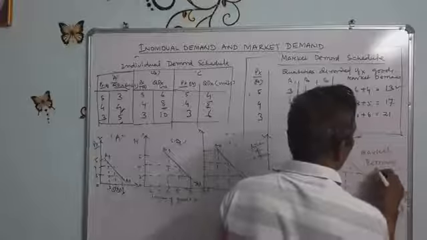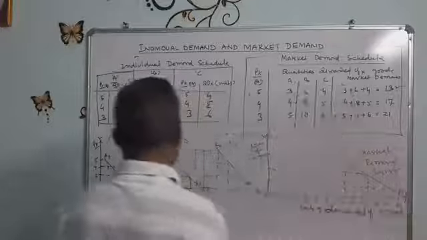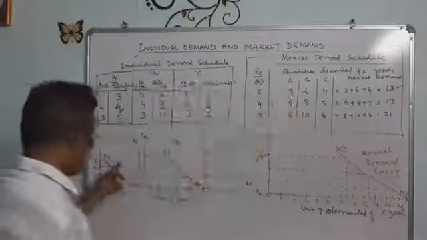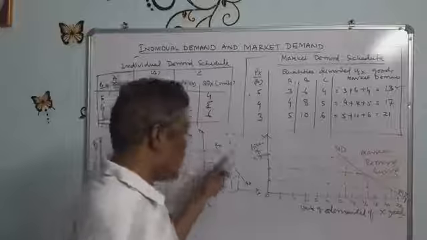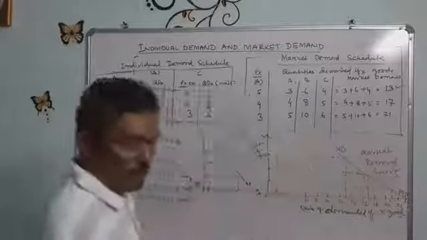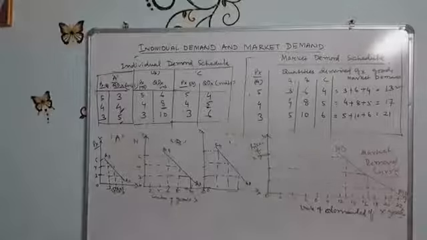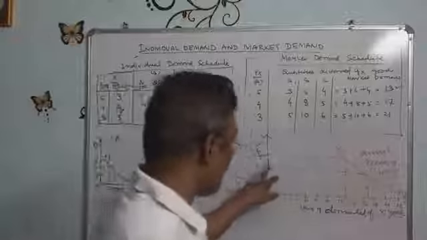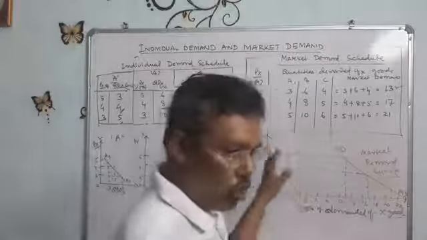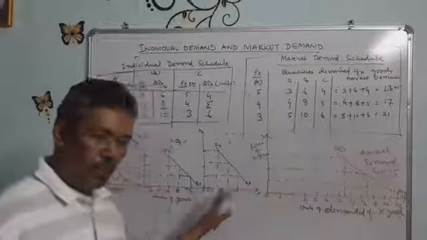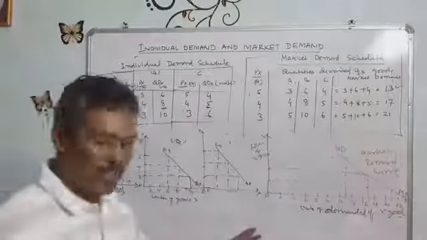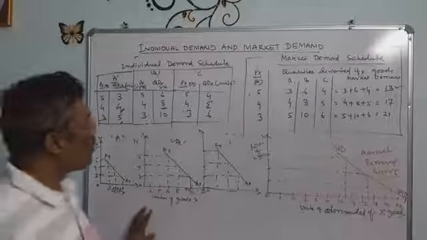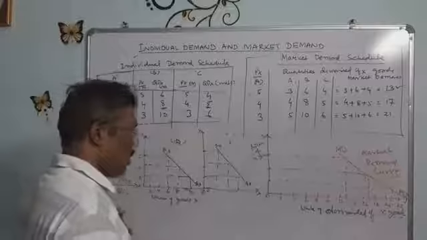So this is the individual demand schedule, this is the market demand schedule, this is A's individual demand curve, this is B's individual demand curve, this is C's demand curve, and this is MD, the market demand curve. So what is the market demand curve? The market demand curve is the graphical presentation which shows the demand of all individuals for a good at a given time at different prices. Individual demand schedule, market demand schedule, individual demand curve, market demand curve.